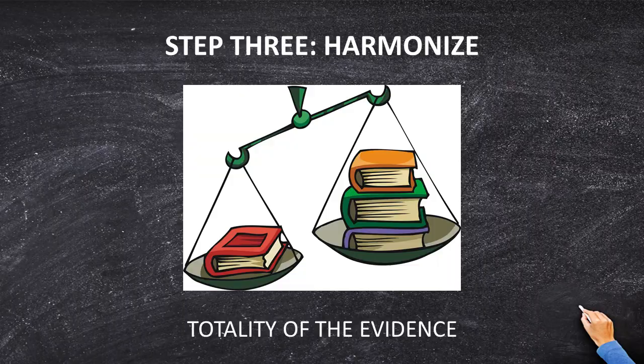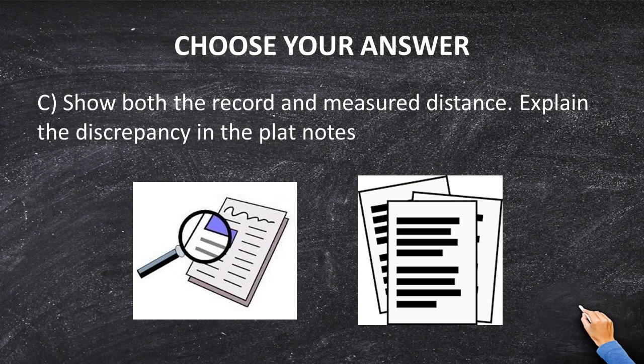So the correct answer is C. Show both the record and measured distance. Explain the discrepancy in the plat notes if possible.